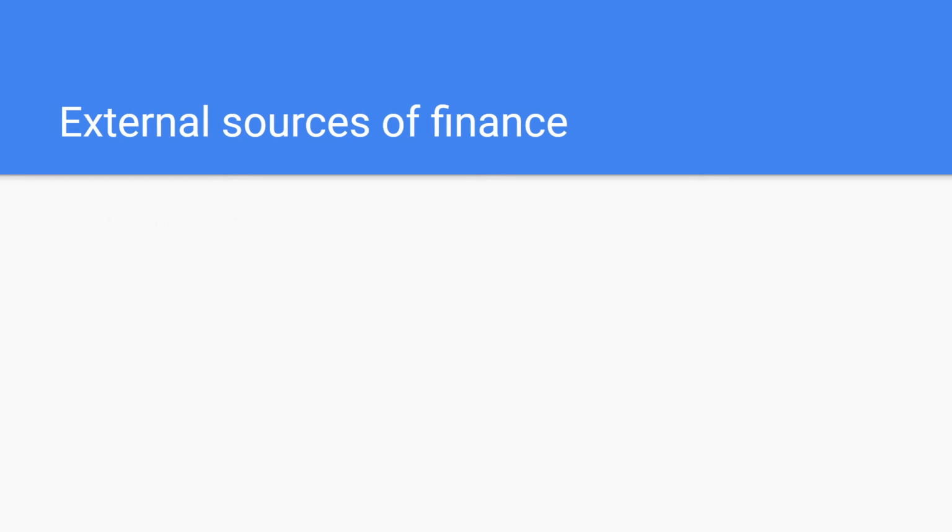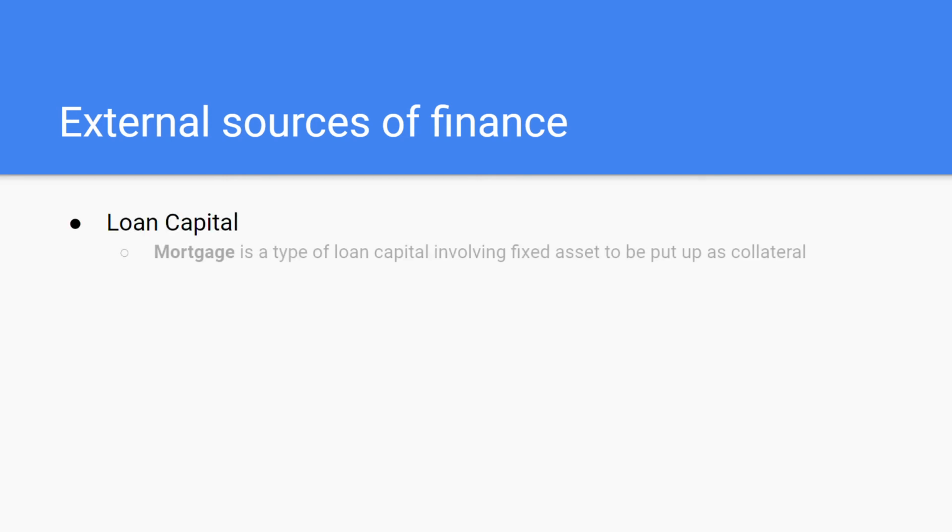I have two more examples for this video for loan capital. The first one is mortgage, which everyone is probably a bit familiar with. It's a type of loan capital involving fixed assets to be put as collateral, and usually it's property. I'd say in 90% of the times it is property that is used as collateral. And this is a long-term source of finance usually, because if you put your property as collateral, you will put it in a long-term loan. That's just the way it is.